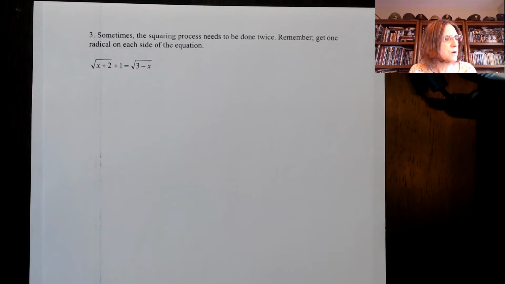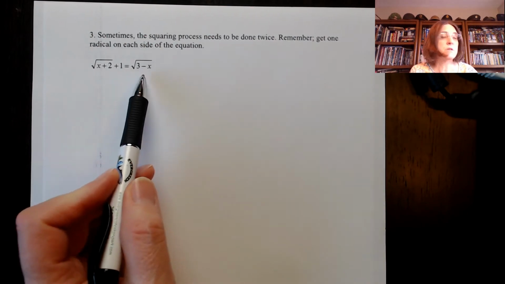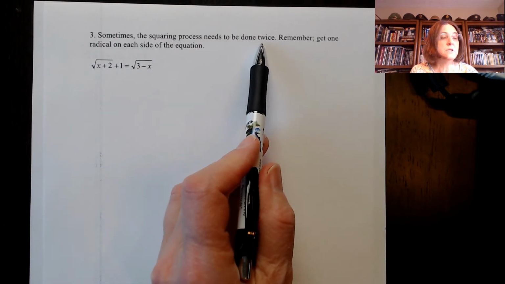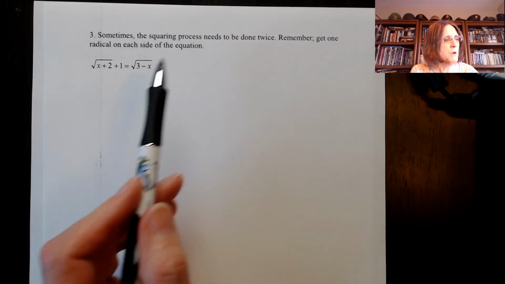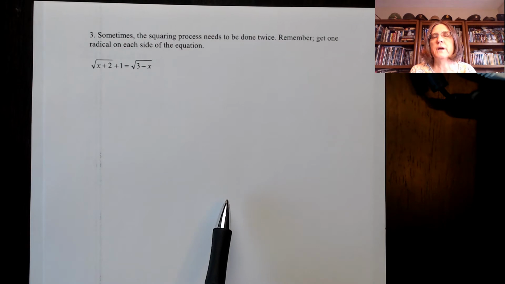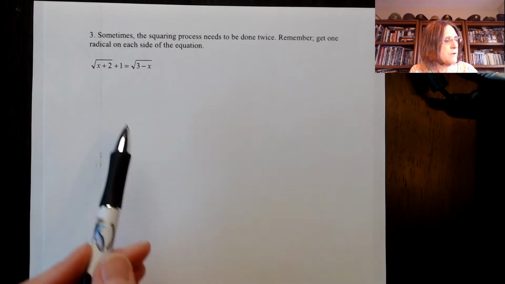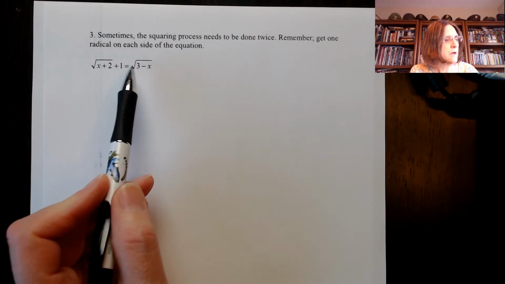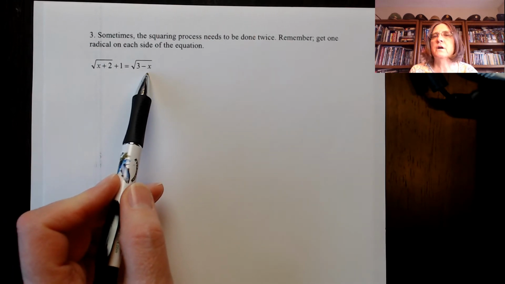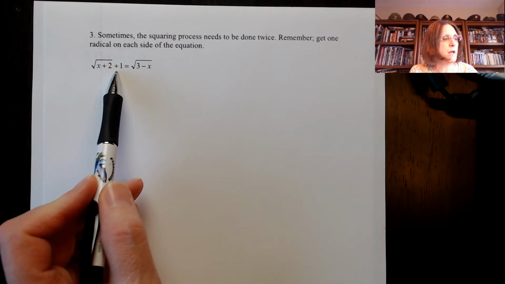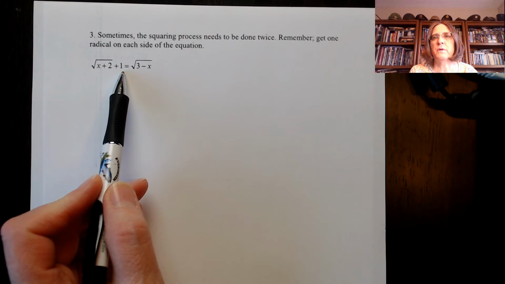For our next radical equation, we're going to look at an equation that has a radical on each side of the equation. In this case, the squaring process is going to need to be done twice. Remember, to start, we always want to make sure that we have a radical on each side of the equation. So on the equation that we have here, we have the square root of x plus 2 on the left side and the square root of 3 minus x on the right side. We also have an additional term on the left side, a plus 1, that's outside the radical.